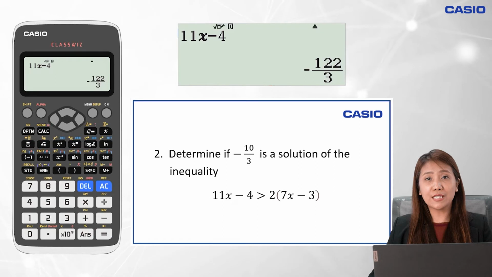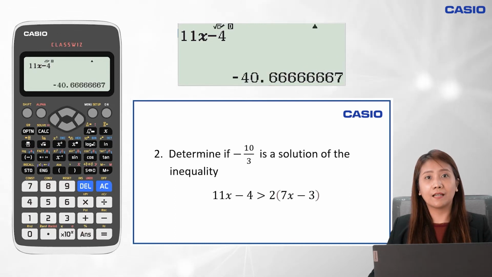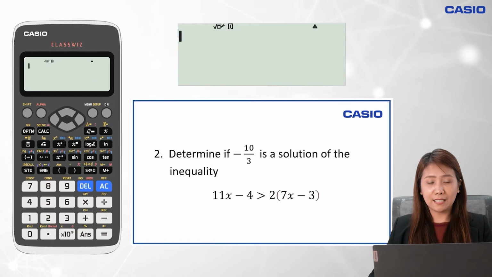The value of the first side is negative 122 over 3. To change to decimal, press standard form to decimal form, or SD. And the value of the first side is approximately negative 40.67. This time, let's key in the expression on the second side. Let's input 2, open parenthesis, 7x minus 3, close parenthesis.